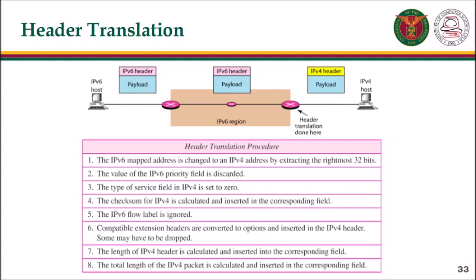Compatible extension headers are converted to options and inserted in the IPv4 header. Some may have to be dropped. The length of the IPv4 header is calculated and inserted into the corresponding field. The total length of the IPv4 packet is calculated and inserted in the corresponding field.